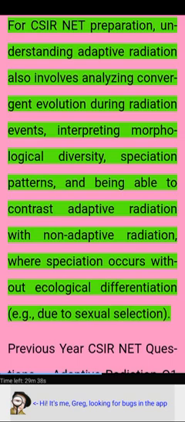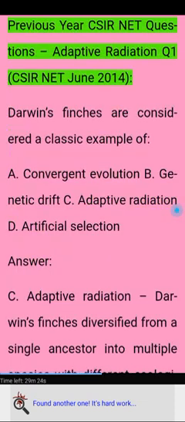For CSIR-NET preparation, understanding adaptive radiation also involves analyzing convergent evolution during radiation events, interpreting morphological diversity and speciation patterns, and being able to contrast adaptive radiation with non-adaptive radiation, where speciation occurs without ecological differentiation, e.g., due to sexual selection.